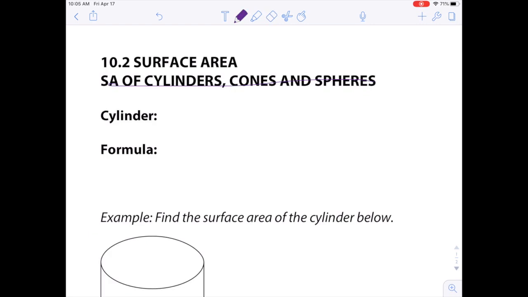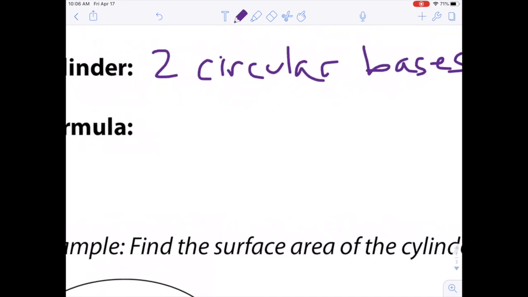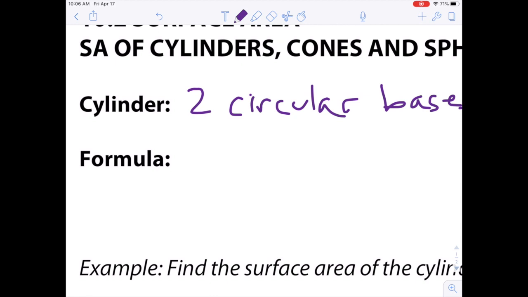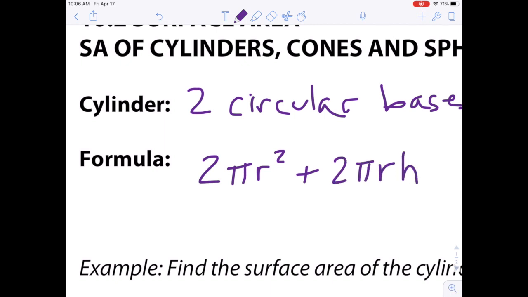So let's talk about what a cylinder is. A cylinder is a shape that has two circular bases. The nice part about all of these shapes for today is that we actually have formulas. We don't have to break it apart like we did with the pyramids and prisms. We can just use the formulas. So the formula for a cylinder is 2 pi r squared plus 2 pi rh.